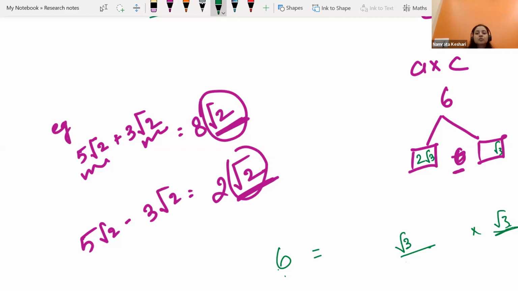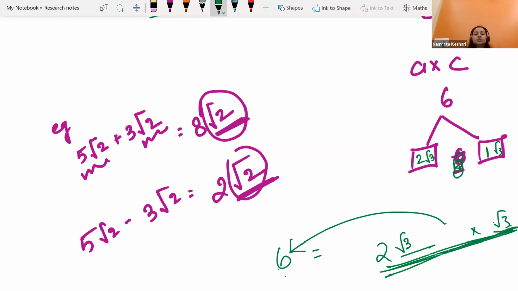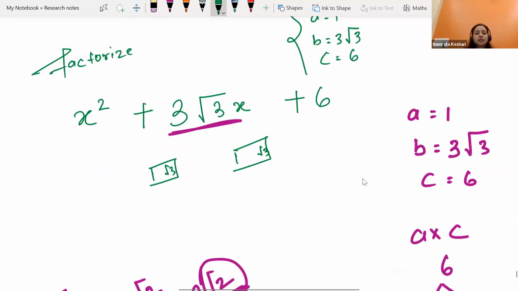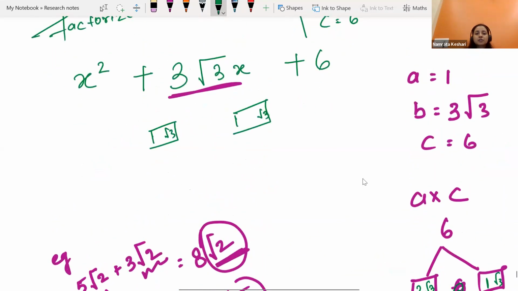Can we take 2 root 3 and 1 root 3? Let's multiply and check. 2 root 3 and just root 3. Will it get multiplied and give 6? Yes or no? Yes, ma'am. Both added together are creating the middle term. Ma'am, I tried that, but it's not working.